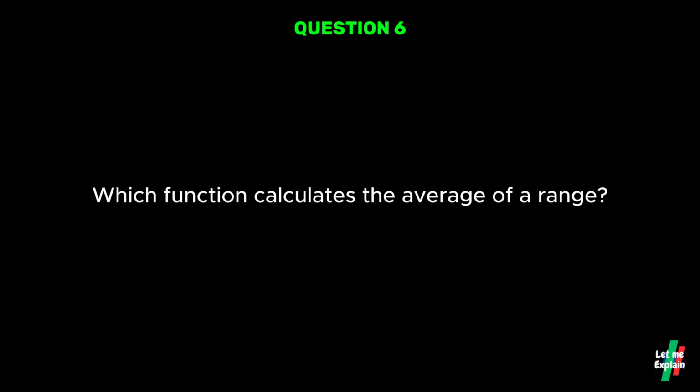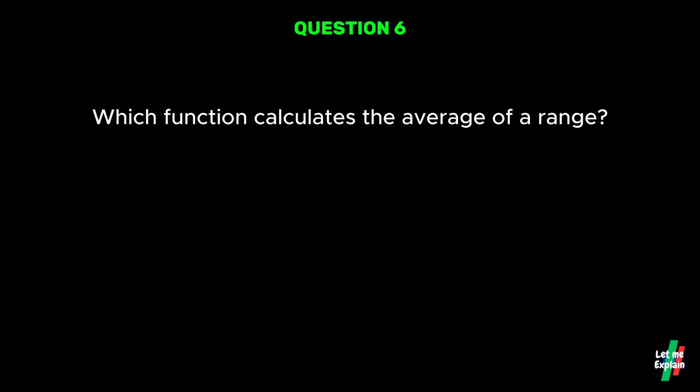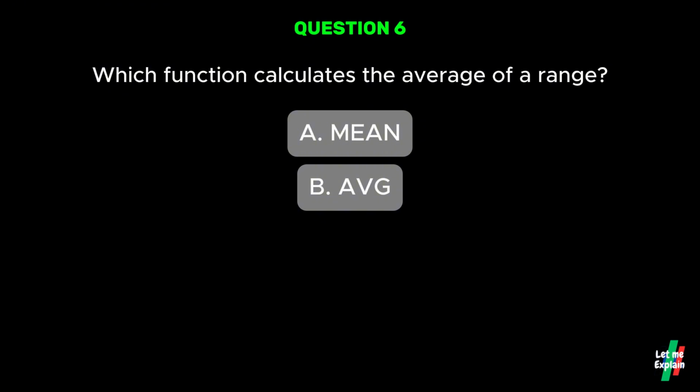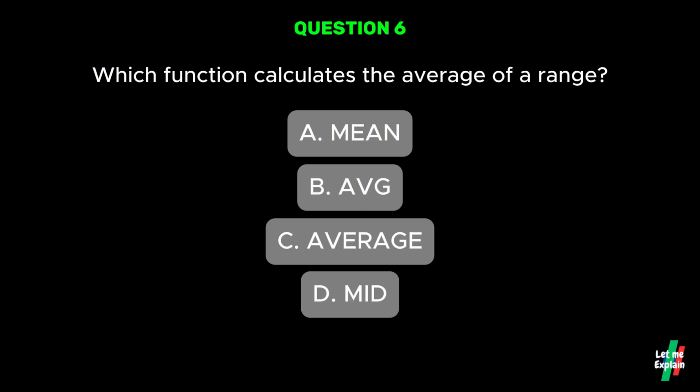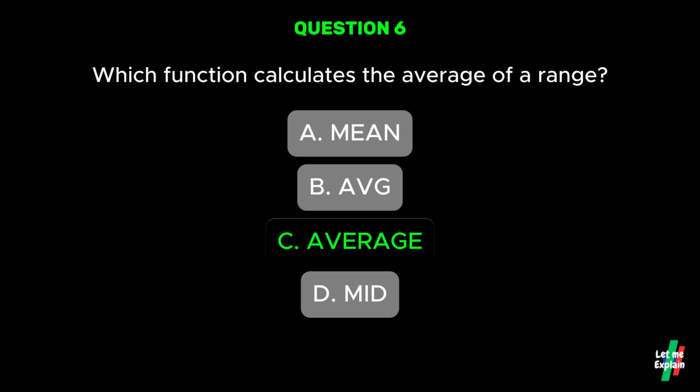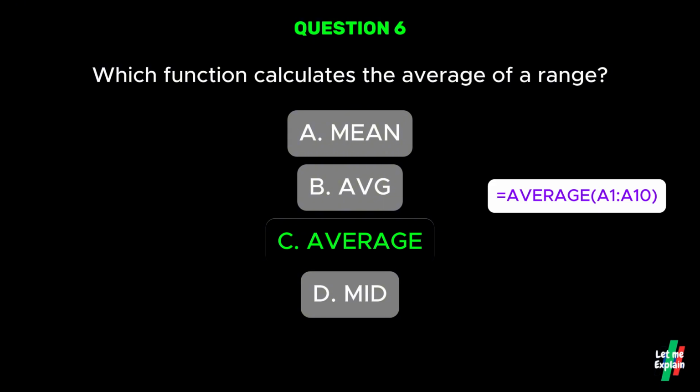Question number 6. Which function calculates the average of a range? Mean, AVG, average, mid. The correct answer is C. The average function calculates the arithmetic mean of selected values. Example, equals average from A1 to A10.